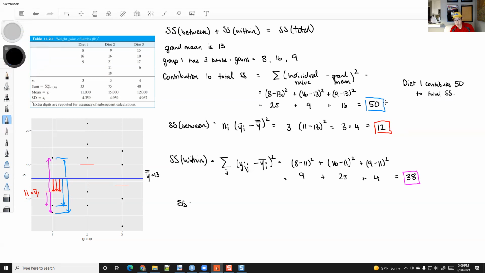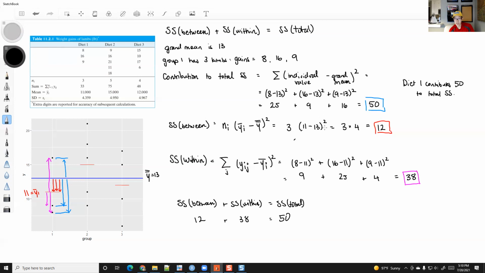Sum of squares between plus sum of squares within is equal to the sum of squares total, which is 50. You could do this for all 3 groups and you'll find the same relationship. If you do this for diet 2 and diet 3, you're going to find that the sum of squares between and the sum of squares within will add up to the sum of squares total.